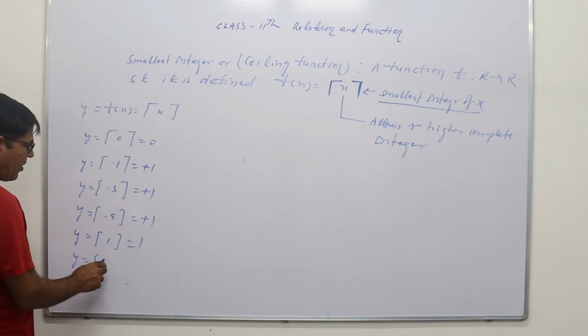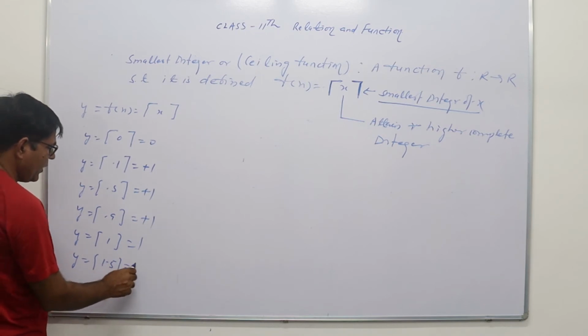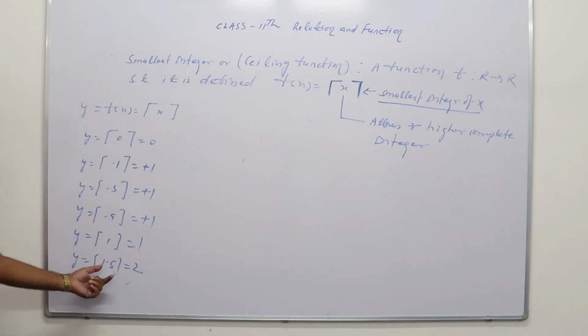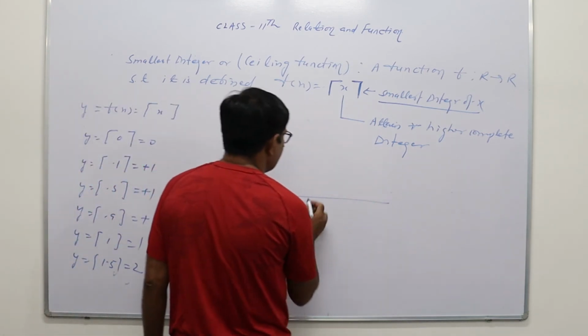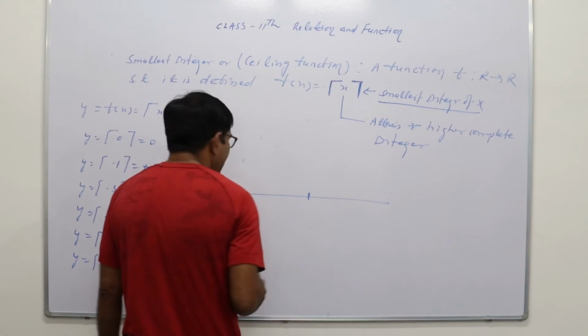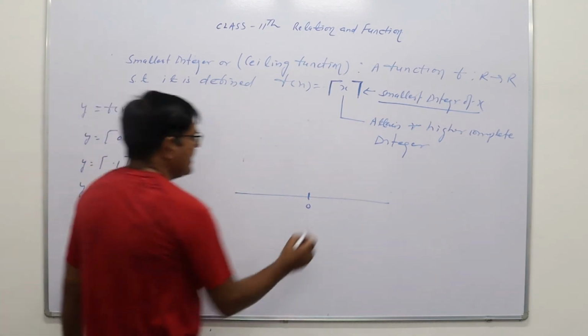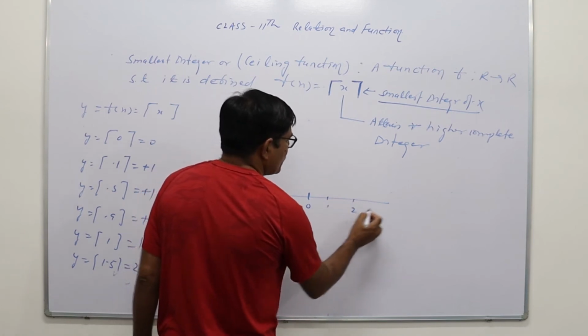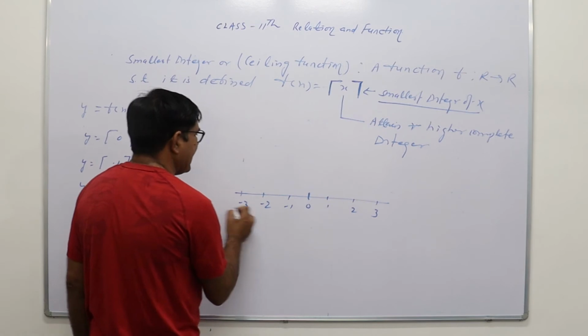The smallest integer of 1.5 will be equal to 2, because for 1.5 we can take, let us suppose, this is your real number line 0, then see, this is 1, this is 2, this is 3, minus 1, minus 2 and minus 3.